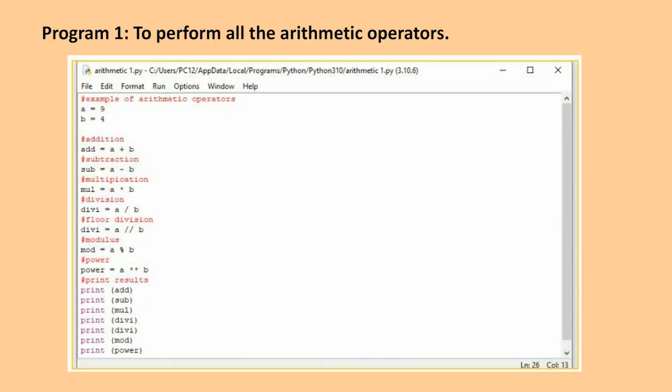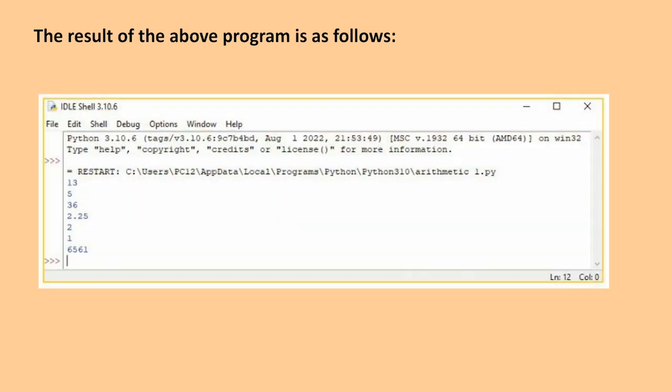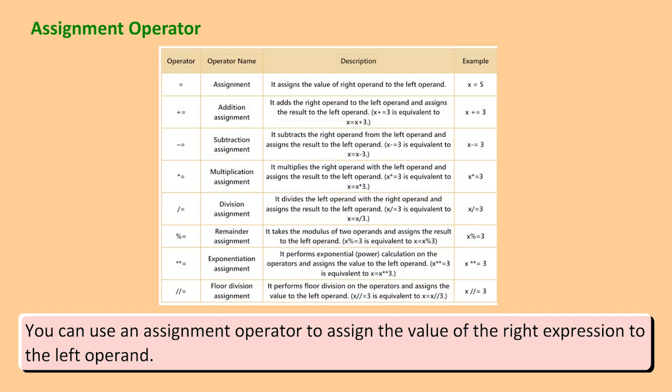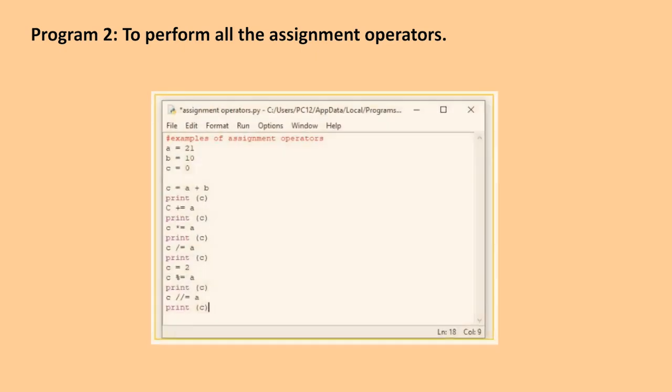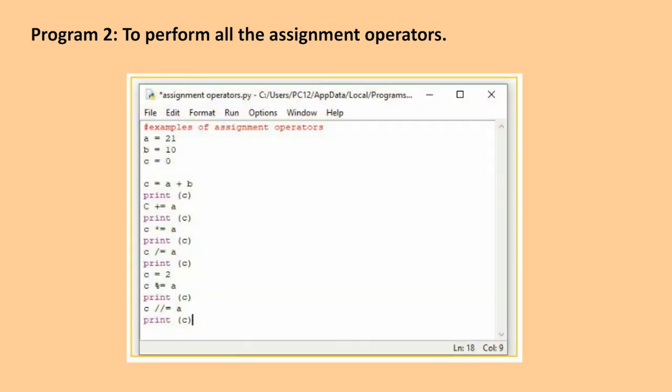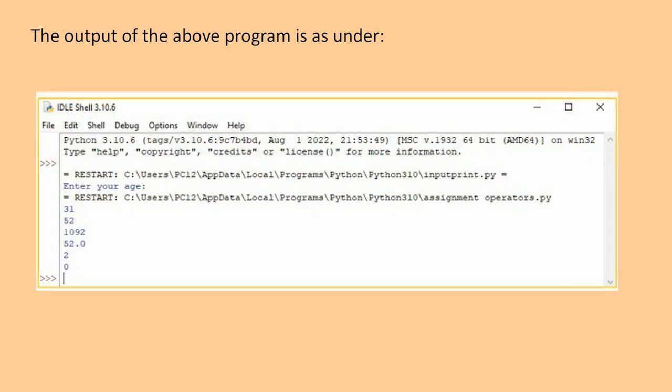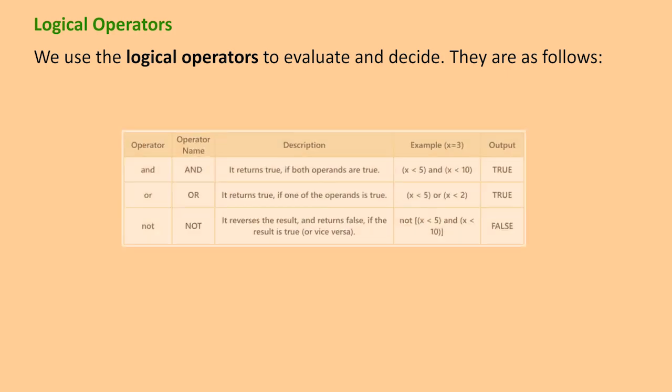Program 1 to perform all the arithmetic operators. The result of the above program is as follows. Assignment operator. You can use an assignment operator to assign the value of the right expression to the left operand. Some assignment operators are described in the table given below. Program 2 to perform all the assignment operators. The output of the above program is as under.